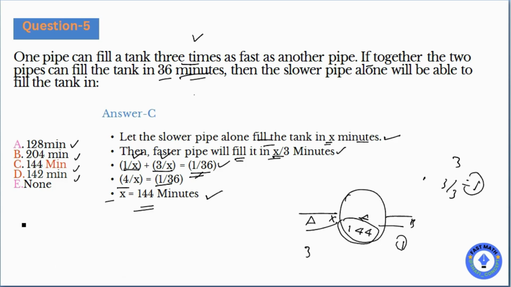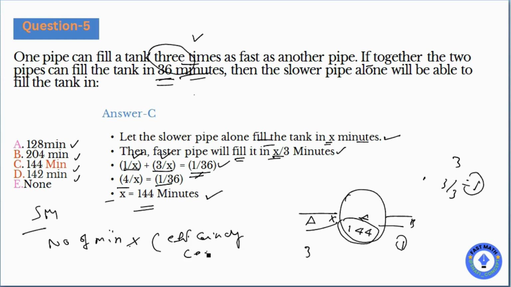In this shortest method I am telling you, please note down. In such problems, just take the number of minutes into how many times the efficiency is additional to the first one, efficiency coefficient, plus 1. This is the formula I have derived.